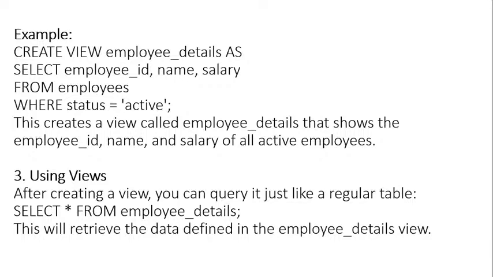So the name of the view is employee_details. So create employee_details as select ID, name, and salary. These are the only three things that are selected from the employees table where status is active. So this will create a view called employee_details that shows the employee ID, name, and salary of all active employees.